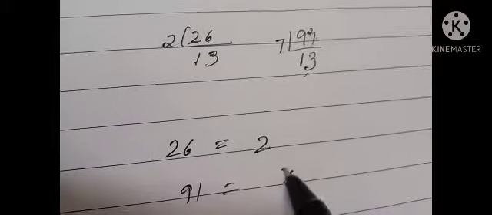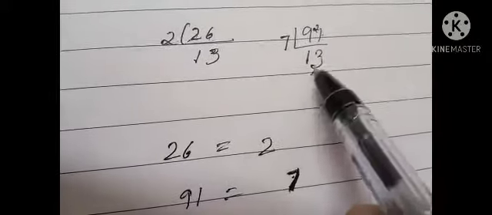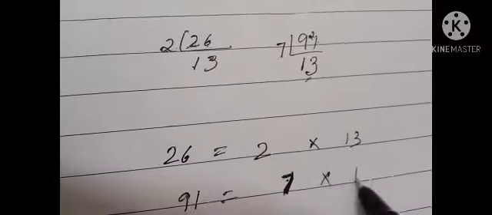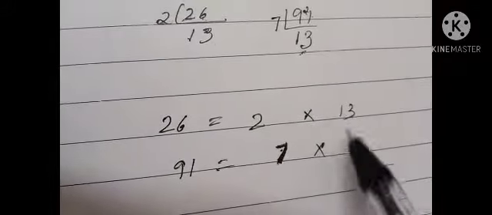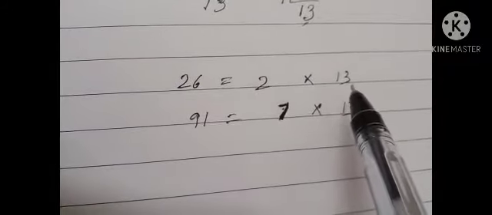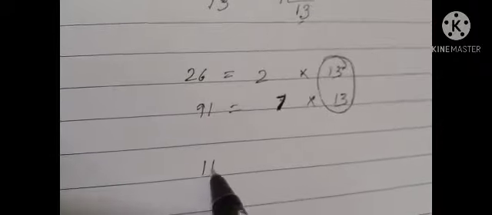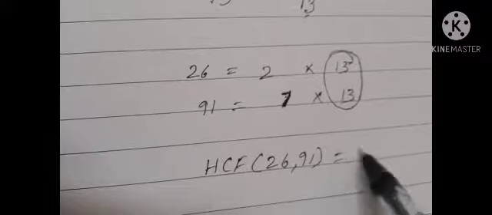So we have to write it as 7 first. Then 13 is the common factor for both. So we can write that as 13 here. Which is common, that we can write as such. Then for finding HCF, we have to take the common factor for the two numbers. Here it is 13. 13 is the common factor. So we have to write HCF of 26 and 91 equal 13.